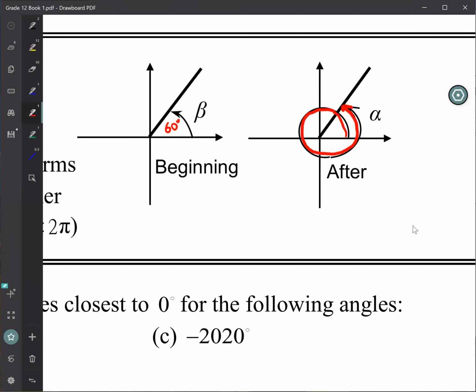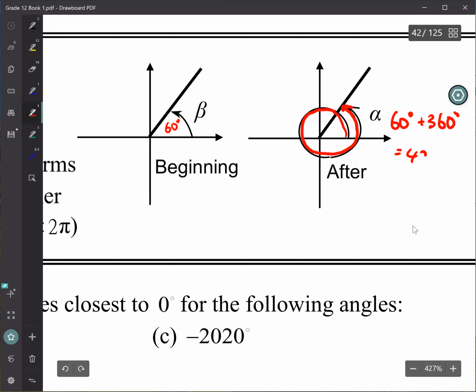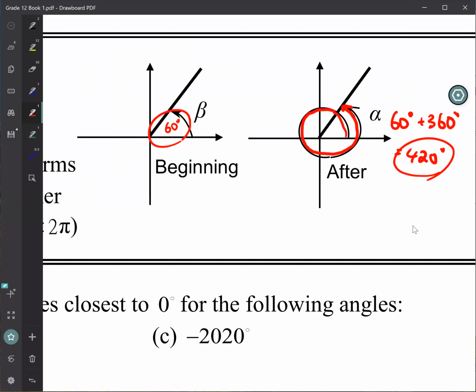Cindy, how big is this angle? 420. How did you get 420? 360 plus 60. Yeah, okay. So it starts with 60 degrees and then adds a full circle. Then we call that coterminal. So this 420-degree and the 60-degree, these two angles, are coterminal to each other.